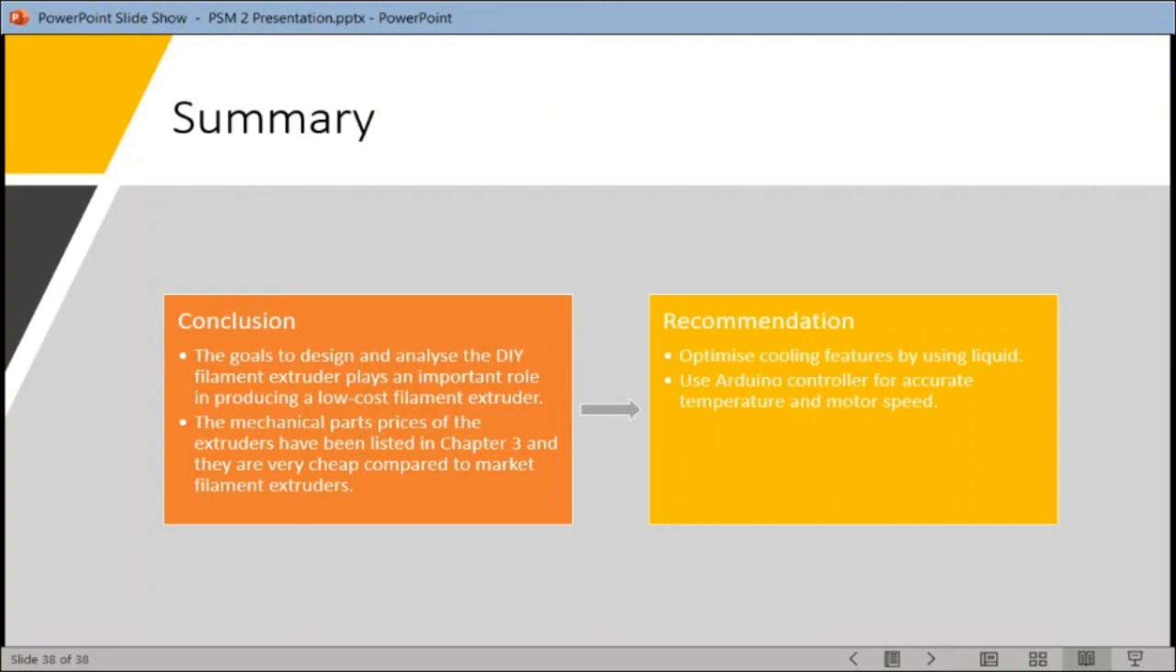For recommendation, others can optimize the cooling features by using liquid and use an Arduino controller for accurate temperature and motor speed to produce the filament.